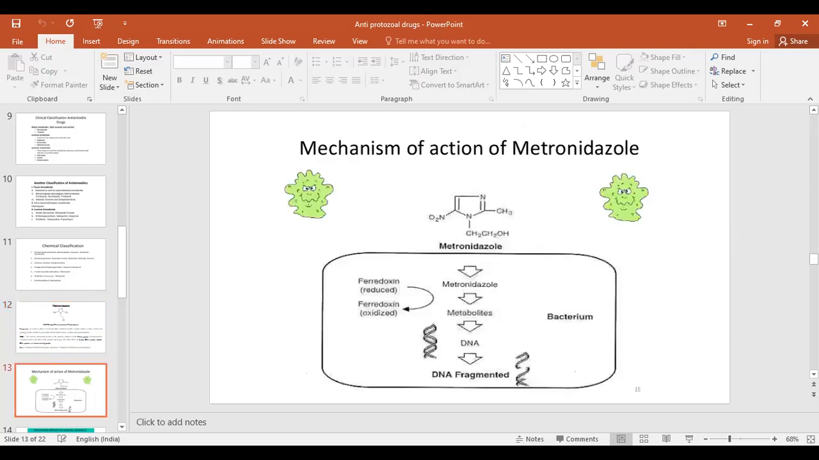Now the mechanism again, it has been shown in the picture. Metronidazole and metabolites have been formed. So ferredoxin is reduced, and it is converted to the oxidized form, and it is breaking the DNA of the amoeba.